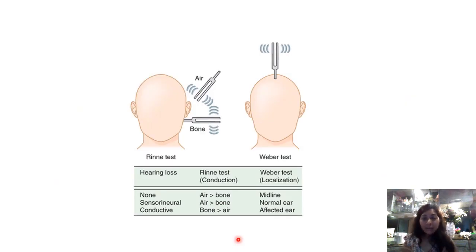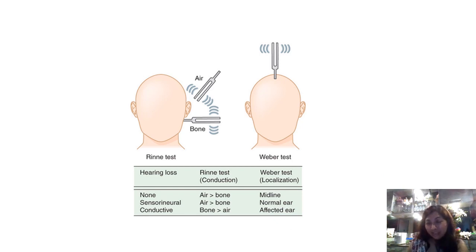Okay, and if you actually do Rinne and Weber's tests, you will then be able to interpret, based on your findings, whether this is more likely a sensory neural or a conductive hearing loss. And you guys will discuss this more in the class with your tutor, and you'll do this in a lot more detail when we get to SAM 2.